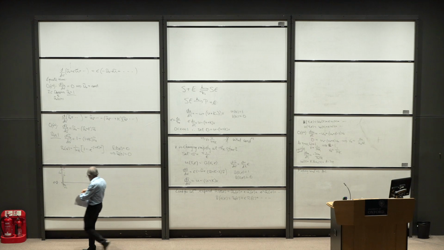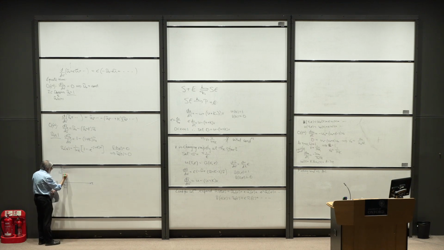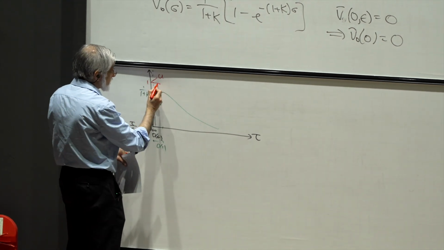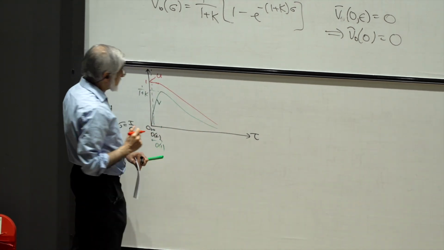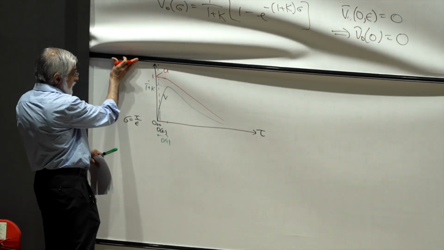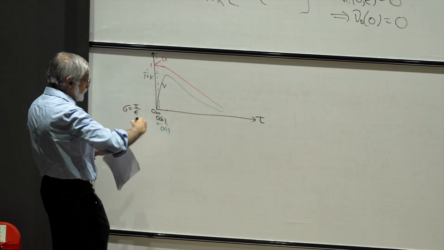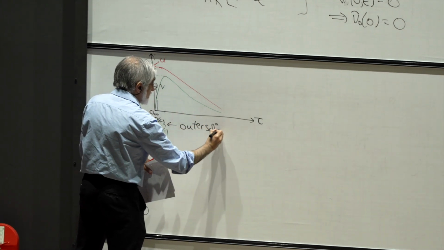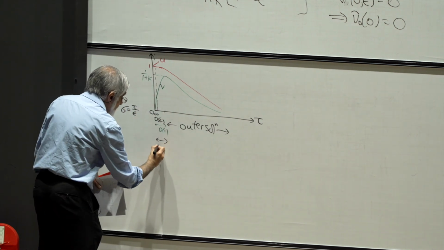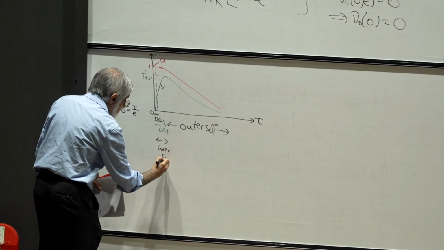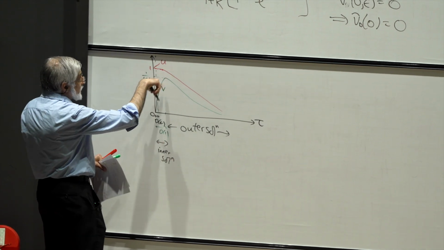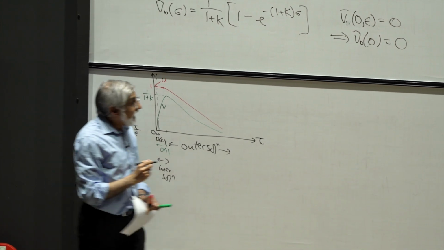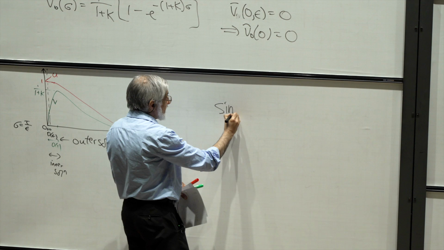And so what they're going to look like is that's going to sort of decrease, and that's going to decrease. And they're going to go to 0. Okay? So this we call the outer solution. And this we call the inner solution. And this we call the matching condition. Okay? And this is called a singular perturbation problem.